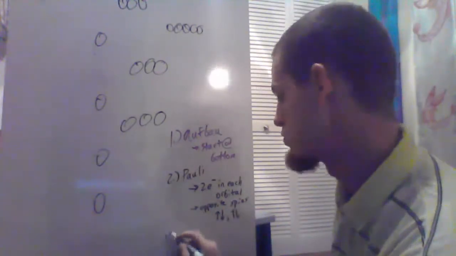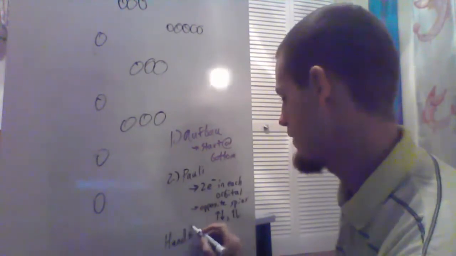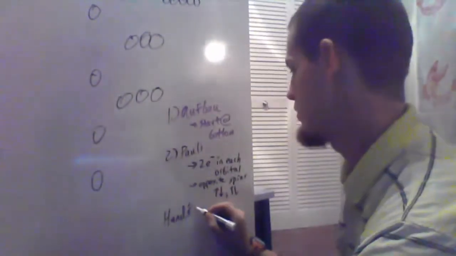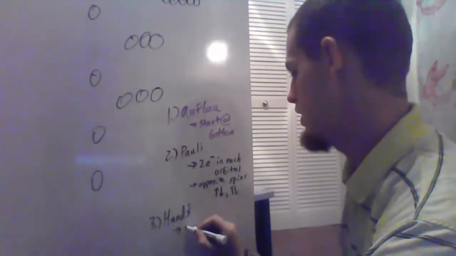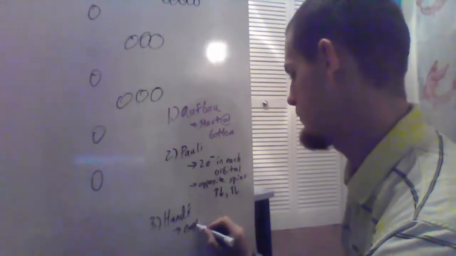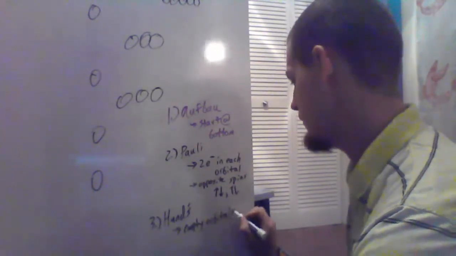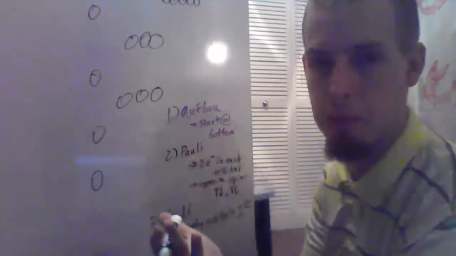And then the last one, Hund's rule. And that's the creeper. Okay, that's the creeper. And that says empty orbitals first. Okay, then you can double back.